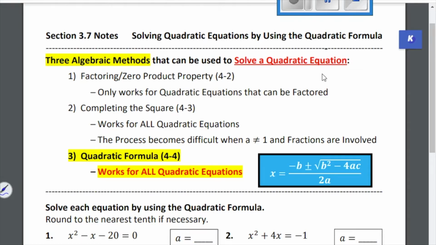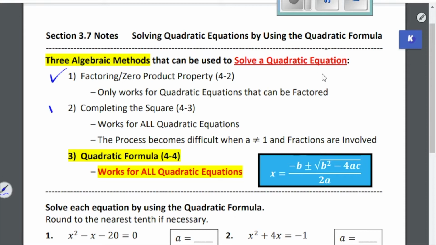That is our introduction to solving quadratic equations by using the quadratic formula. We have talked about the first two of the three algebraic methods that can be used to solve a quadratic equation. So we talked about factoring, and factoring works really, really well if the quadratic equation can be factored. If it can't be factored, then we have to find another method.